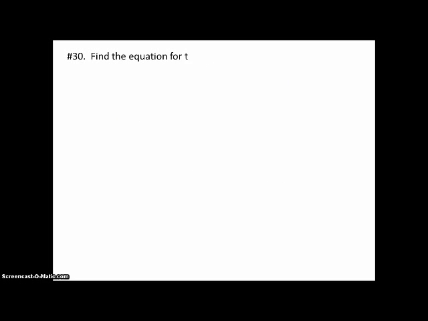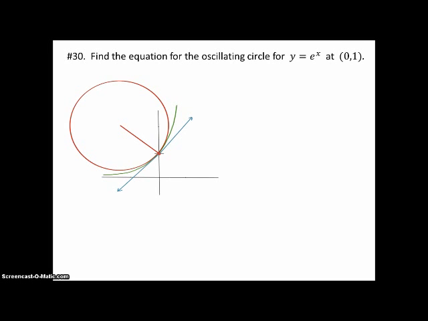Number 30. Find the equation for the osculating circle for y equals e to the x at the point (0, 1). So here's a picture. Now a few things to note: remember that the radius of the osculating circle is 1 over the curvature. And notice that the tangent line to e to the x has a slope of 1.